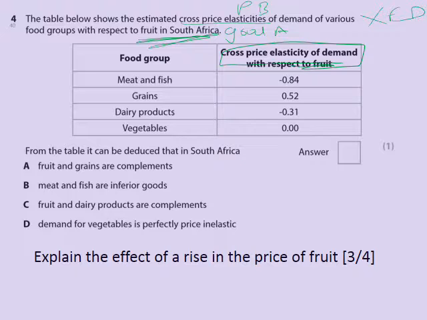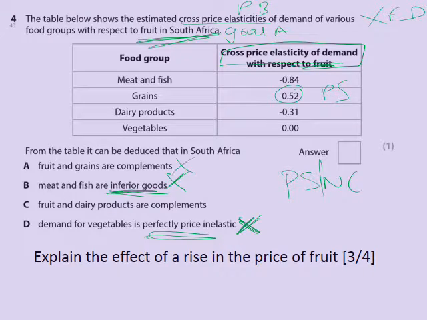It says from the table it could be deduced that in South Africa, now we've got different types of goods here, but straight away we should be able to cross that off because that's talking about YED, inferior goods. We can cross this one off because price elasticity of demand is not what we're talking about here. What we're talking about is complements and substitutes. So positive substitutes, negative complements. Let's have a look at fruit and grains. We've got positive there, but that tells us that's substitutes, so it can't be that one. Fruit and dairy, negative, complements, so we know that that one's correct. C goes in there.